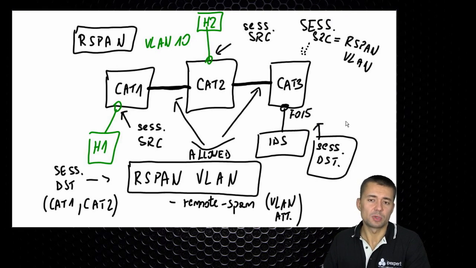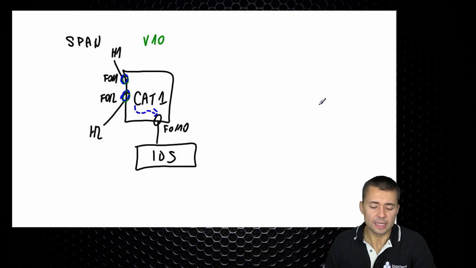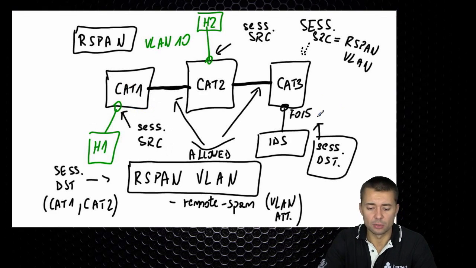So in the previous case, it was not needed to create any type of additional VLANs because the devices are connected physically to the same switch. But in the second case, we need to somehow carry those copied packets between the switches, and this is why we need to use that RSPAN VLAN.